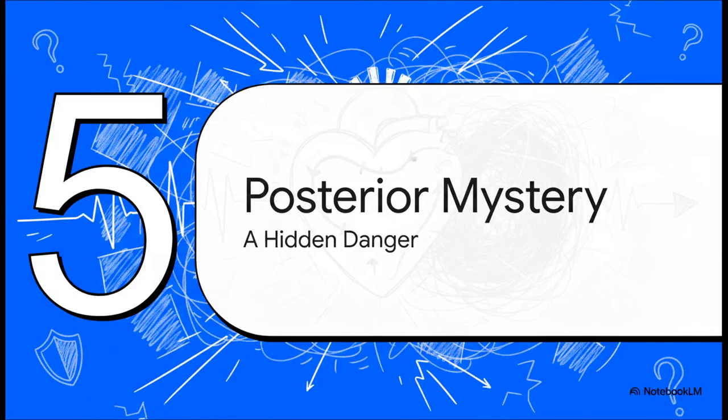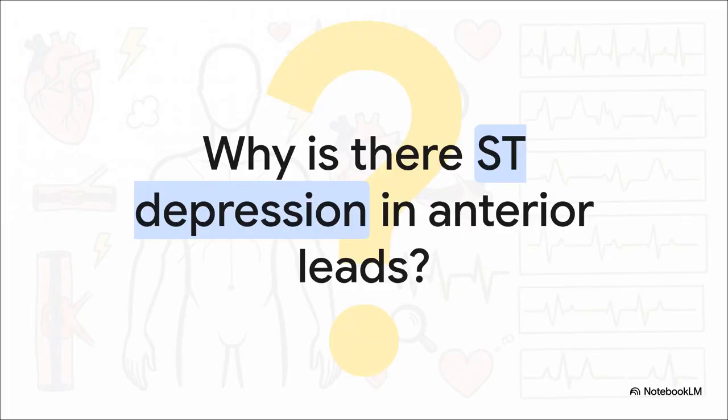Section 5. The posterior mystery. Because sometimes the heart likes to throw a total curveball, and we have to step entirely outside our standard 12-lead view. Okay, here's the mystery. Patient 3 has inferior ST elevation in 2, 3, and aVF, but they also have really deep ST depressions in the anterior leads, V1 through V4. Now wait a minute. We know the inferior wall reciprocates with the lateral wall, not the anterior wall. So if the anterior leads aren't mirroring the inferior leads, what exactly are they looking at?